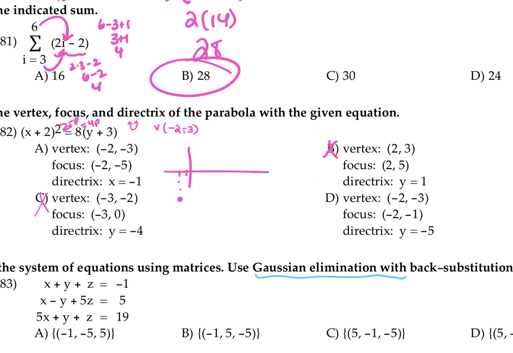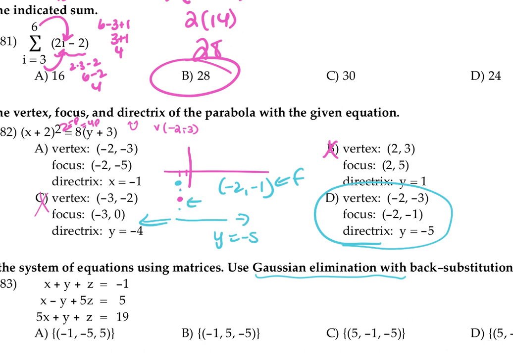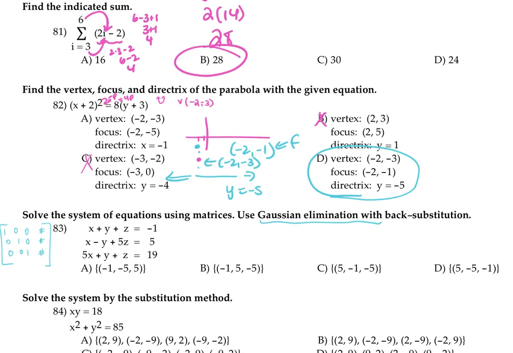It opens up. I'm going to go up 2. That's negative 2, negative 1. That's the focus, and then the directrix would be y equals negative 3. Nope, negative 5. Sorry, this is the focus, negative 2, negative 3. Go down from there 2 more, and that's where your directrix is.